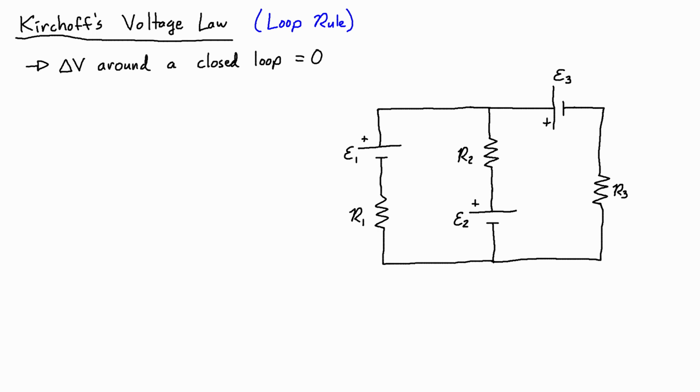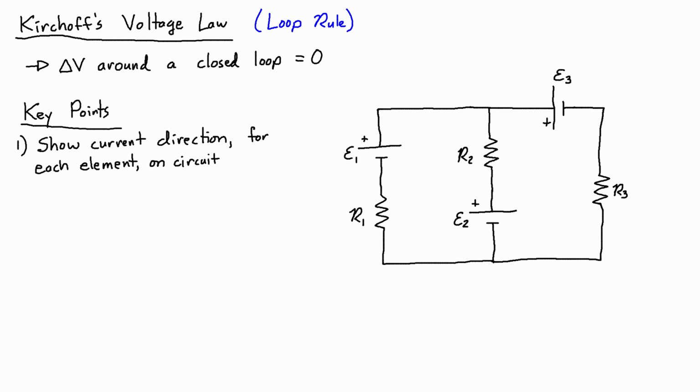So this circuit has 3 EMFs, 1, 2, and 3, and 3 resistors, 1, 2, and 3. The first key point is to show the current direction for each element on your circuit diagram. I'm going to show the current directions in red, and I'm just going to assume that the current through R1 is going up, so I write I1. I'm going to show that as well through the EMF. And then once it hits that top wire, it would move to the right, so we have I1.